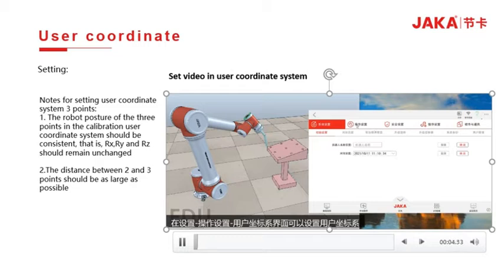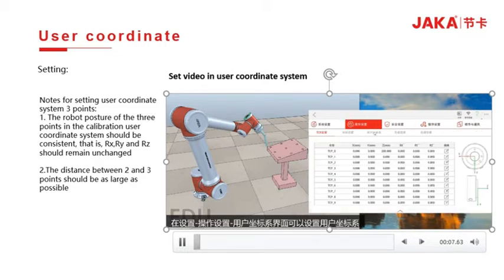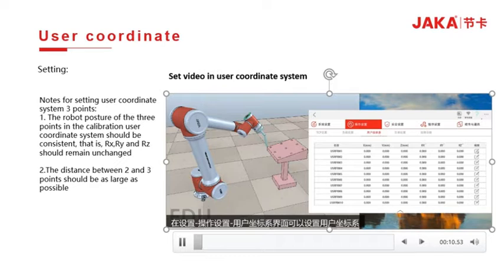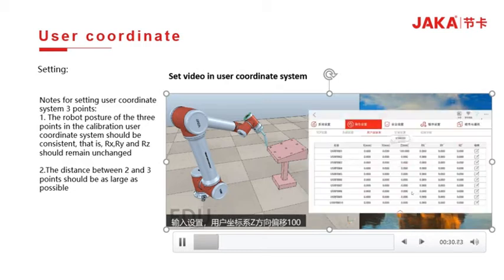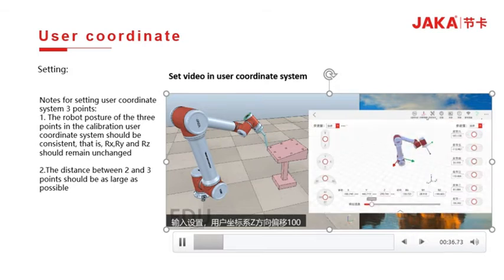In the setting interface, you can set the user coordinate system by manually entering the data as a series of parameters. For example, if 100 is entered, it indicates that the Z direction of the user coordinate system is shifted upward by 100 millimeters. In the manual view screen, you can see that the user coordinate system has been shifted 100 millimeters upward along the Z direction.